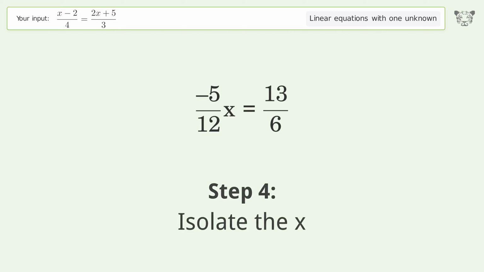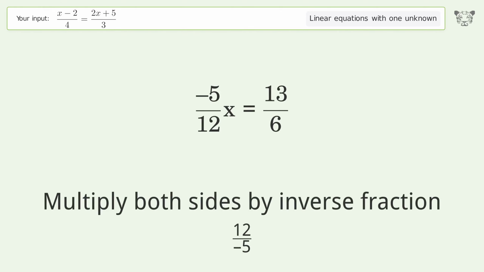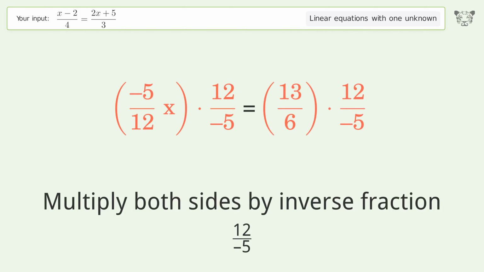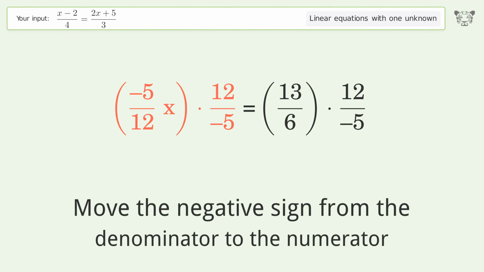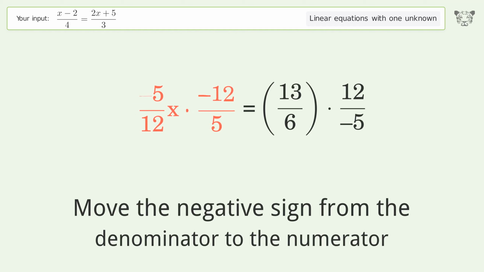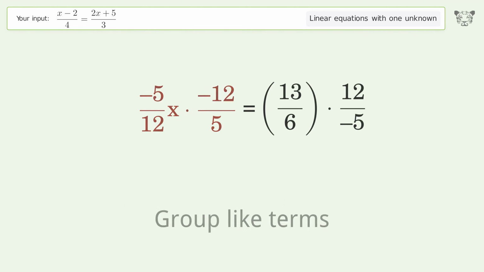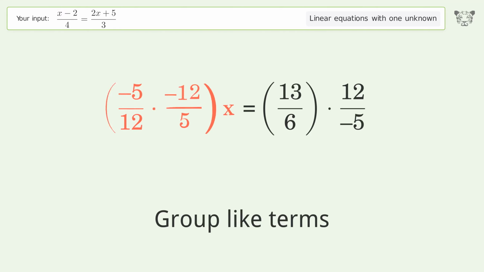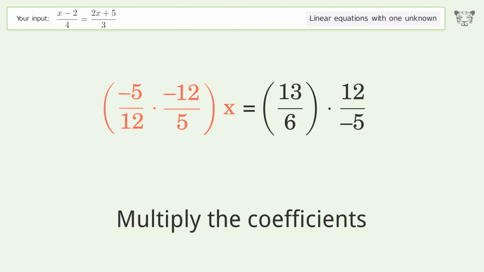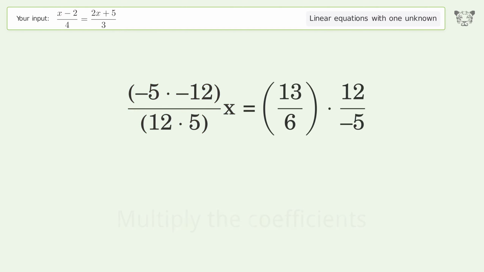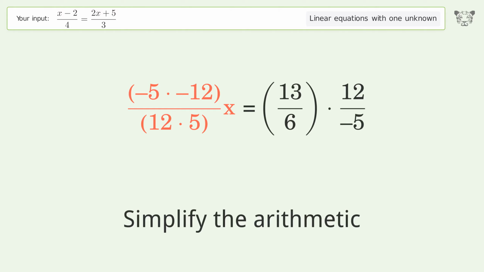Isolate the x. Multiply both sides by inverse fraction 12/5. Move the negative sign from the denominator to the numerator. Group like terms. Multiply the coefficients. Simplify the arithmetic.